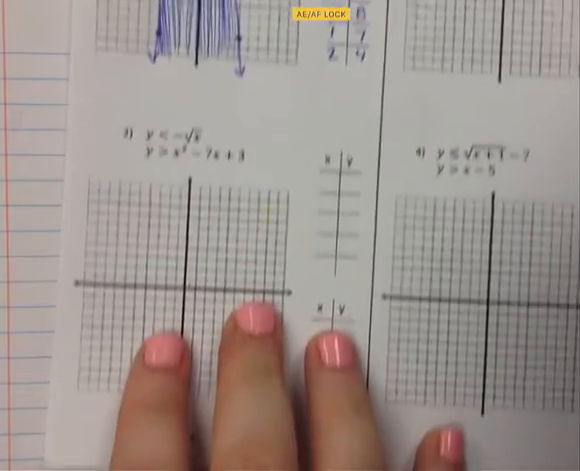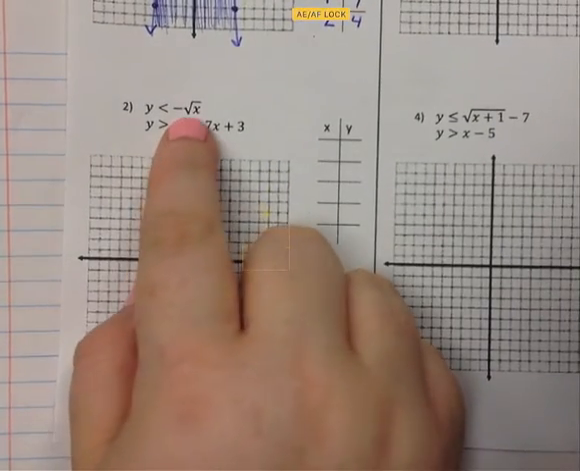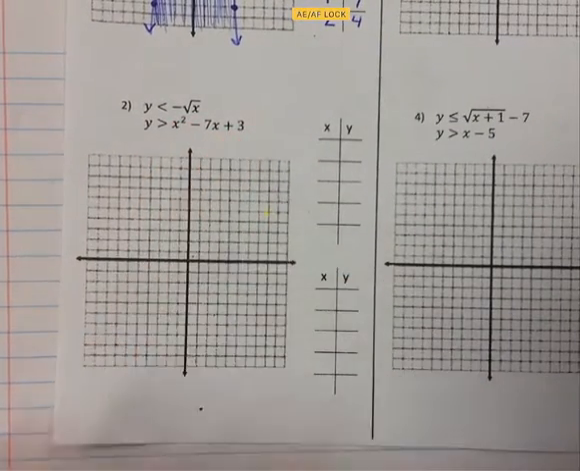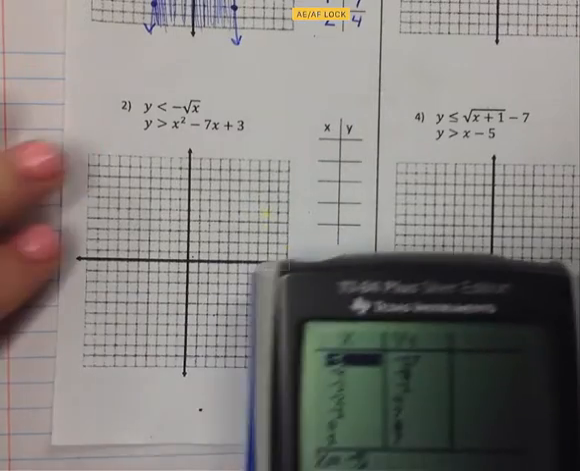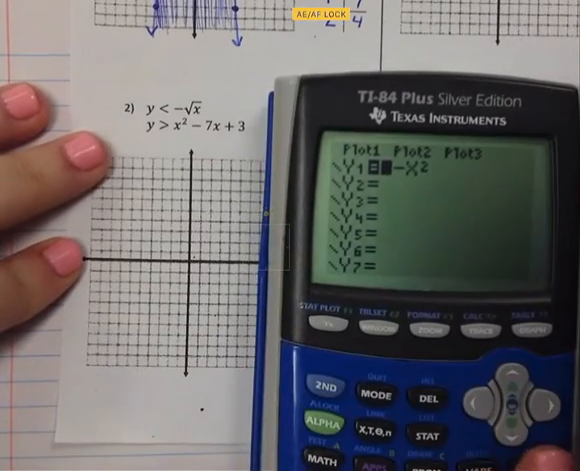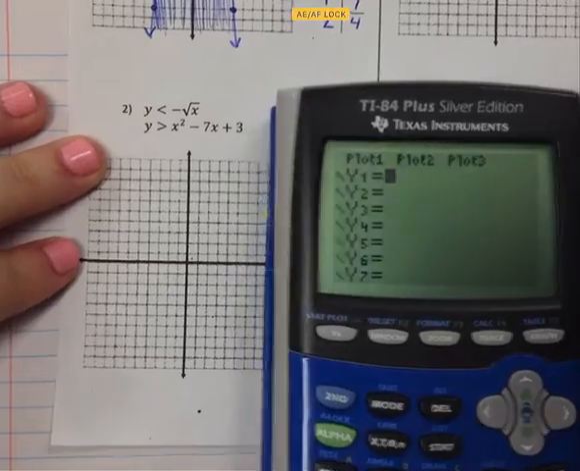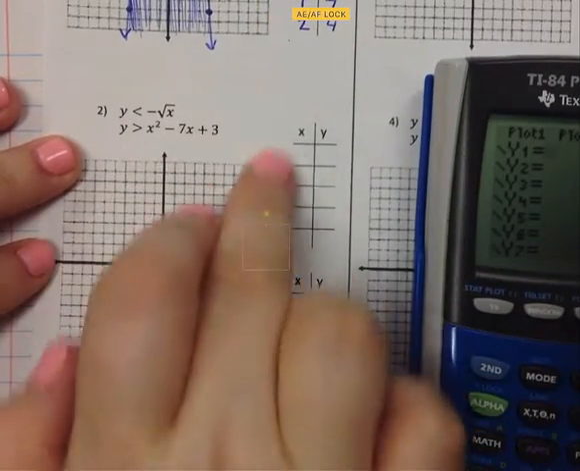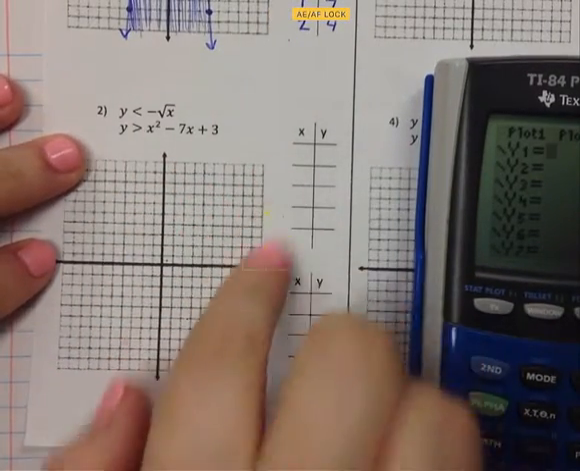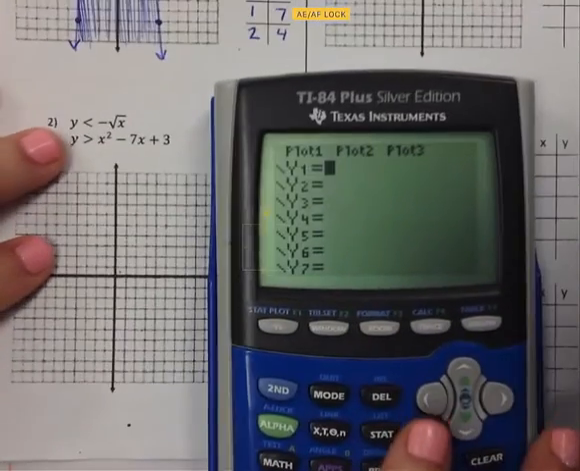On this next one, I'm going to go down to number 2. And this one is a radical and then a parabola. So again, this is nonlinear. I'm going to go to my y equals. I want to show you how to do this by seeing both equations at the same time and getting both coordinates. So I'm actually going to type both of them in.